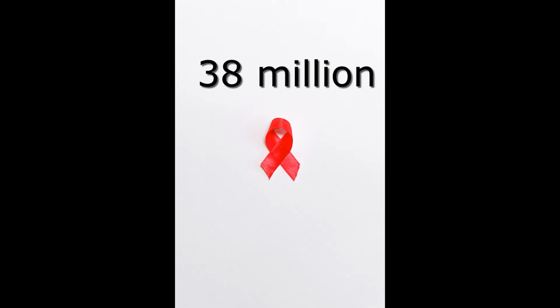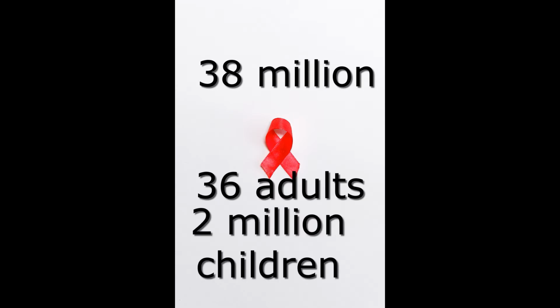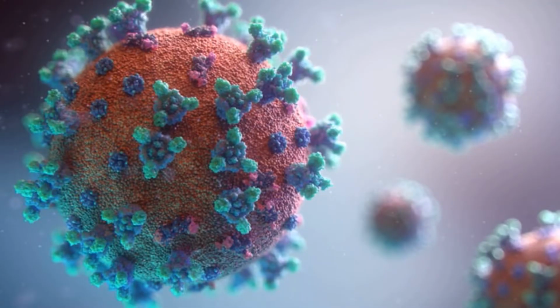Two years ago, in 2019, there were 38 million people living with HIV, of whom about 36 million were adults and 2 million children. Let us now look at how HIV affects the immune system.